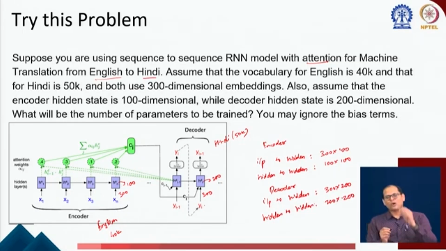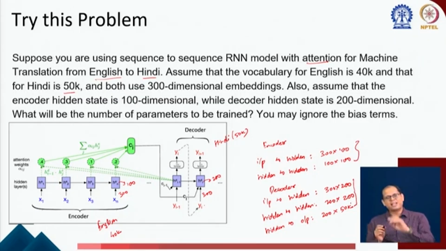You also have a hidden to output, because you are now generating the tokens. Now what will this depend on? This will depend on 200 into the size of your vocabulary, because you will generate any token from your vocabulary, a vector of your vocabulary dimension, and the vocabulary for Hindi is 50,000, so 200 into 50K. This would typically be the parameters if you were using a normal sequence to sequence. You can add all these up, ignoring bias terms.